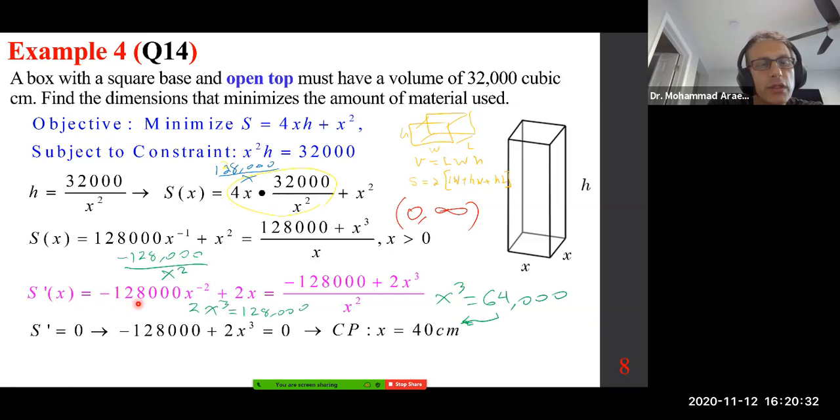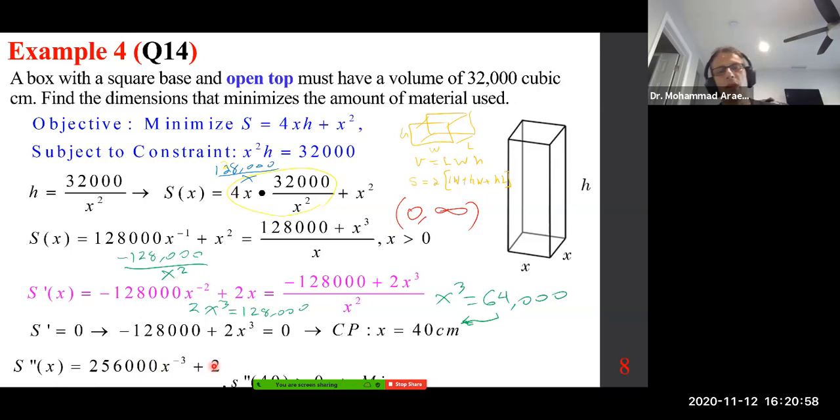Minus 128,000 times -2 gives you positive 256,000 over x cubed, and this gives you plus 2. Now, I hope you see that this means divided by x cubed. If I put in 40, then 256,000 is positive, 40 cubed is positive, this is positive, plus 2 is positive. Positive means minimum.